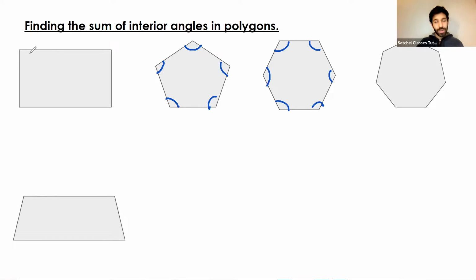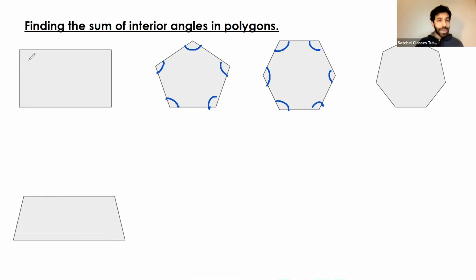Now, the first shape we have is a four-sided shape, a rectangle. Therefore, it is a quadrilateral. So quadrilateral means four-sided. The word quad means four. So quadrilateral means four-sided shape. Likewise, here we have a trapezium. This is a four-sided shape. It is therefore a quadrilateral.